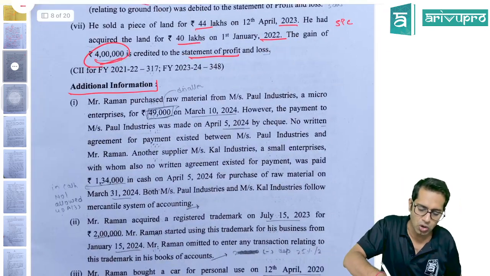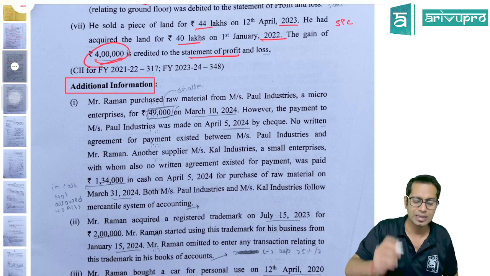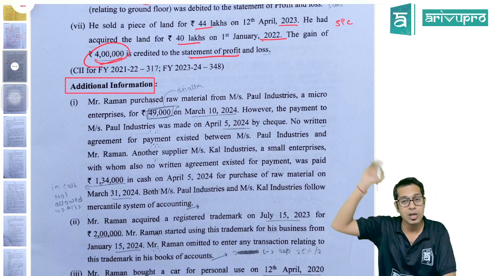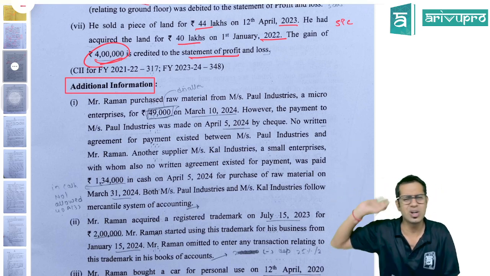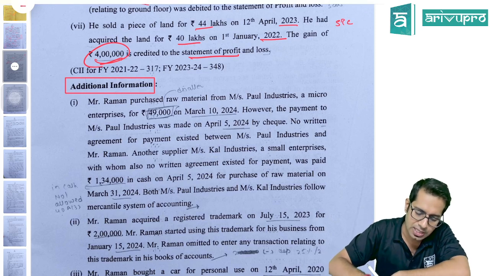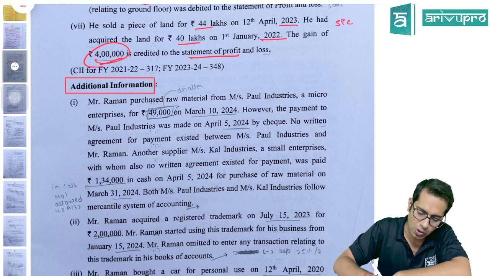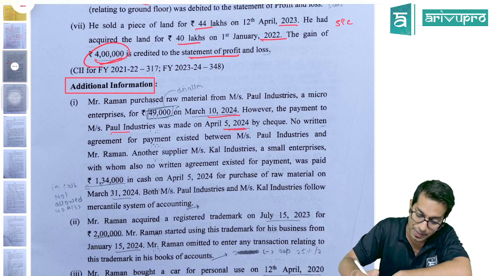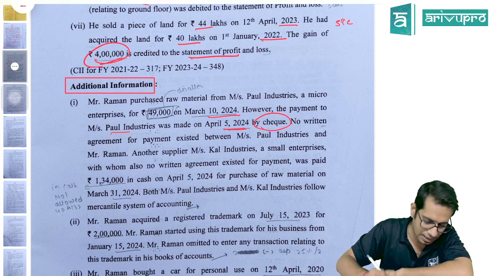Additional information. What do you mean by additional information, sir? Meaning this is extra information. This is nowhere related to your profit and loss account, meaning no adjustment has been done for these items. Mr. Raman purchased raw material from Paul Industries, a micro enterprise, for 49,000 on 10th of March. However, payment to Paul Industries was made on 5th of April by cheque. No written agreement for payment existed between Paul and Raman.